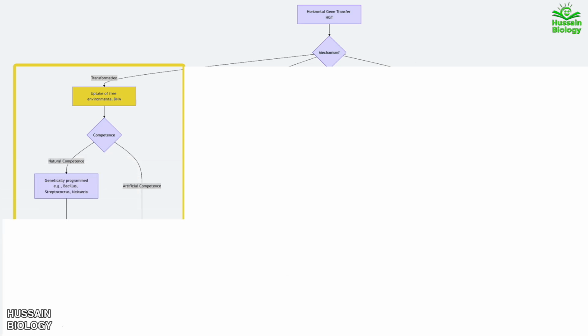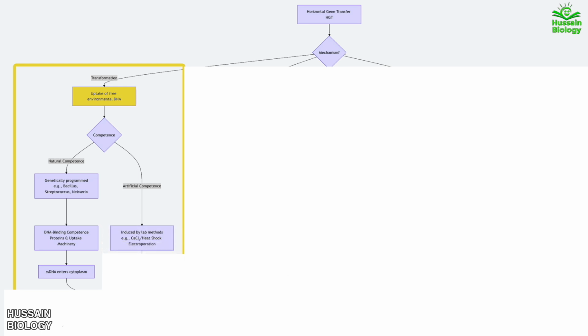In natural competence, certain bacteria like Bacillus, Streptococcus or Neisseria are genetically programmed to do this. They use specialized DNA binding proteins and uptake machinery. Once the double-stranded DNA is taken up, usually only a single strand actually enters the cytoplasm, while the other strand is degraded. On the other hand, artificial competence is something scientists sometimes induce in the lab. For example, by treating cells with calcium chloride, applying a heat shock, or using electroporation. This allows double-stranded DNA fragments to cross the cell membrane and enter the cytoplasm.